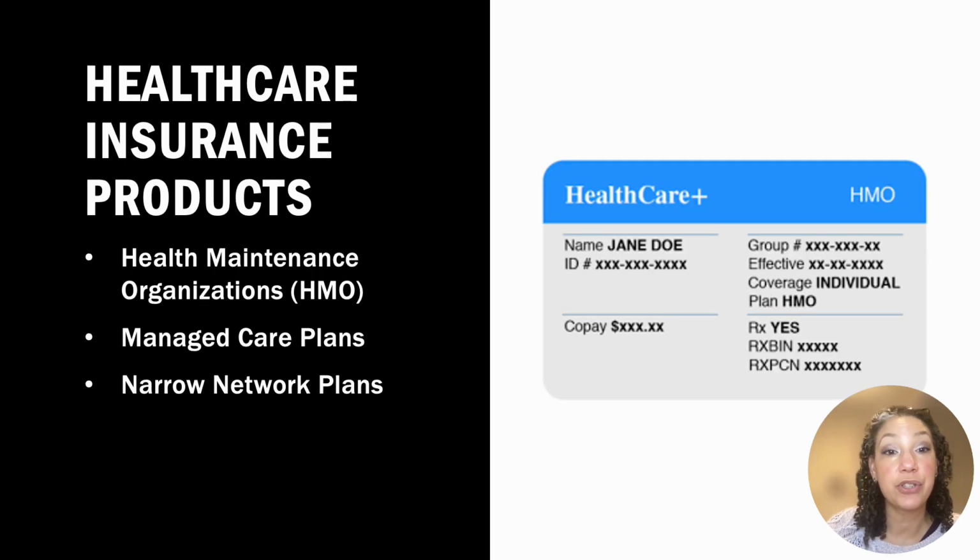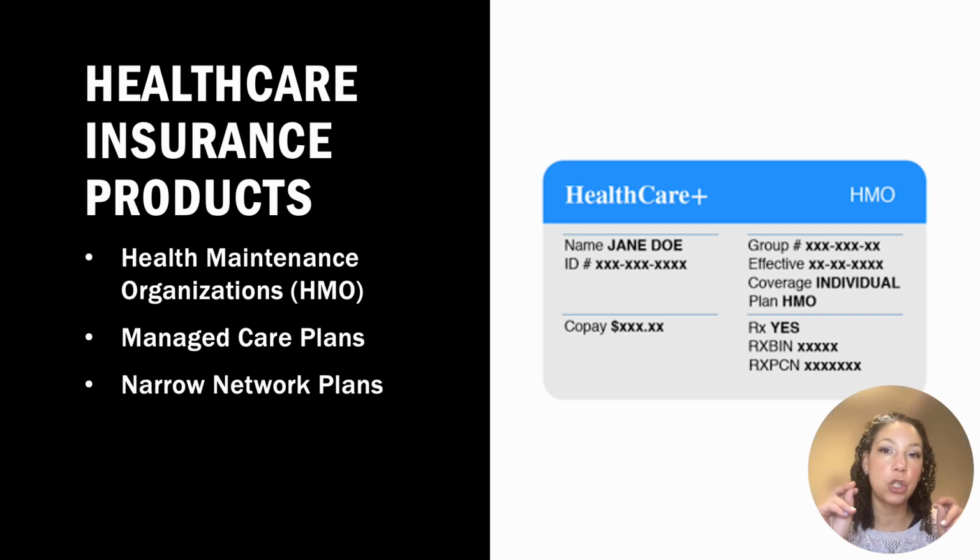So I'm just going to define for you here all the health insurance products that you will hear about throughout your lifetime as a practitioner. Health maintenance organizations. This is a type of insurance plan that usually limits coverage to care from doctors who work for or contract with the HMO. It generally does not cover out-of-network care except in an emergency.